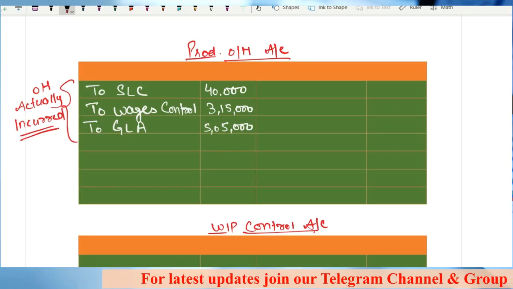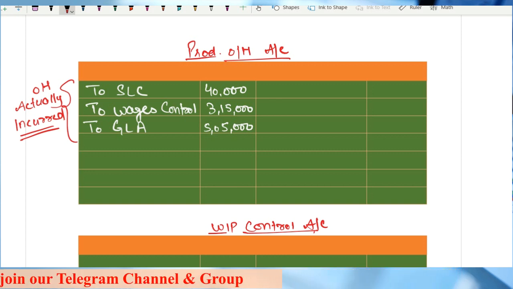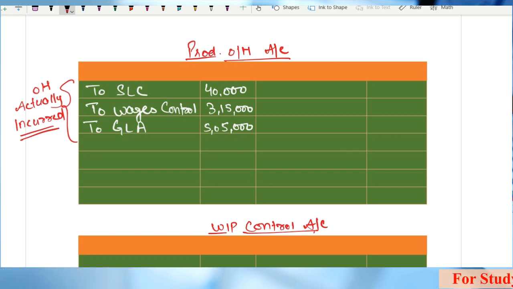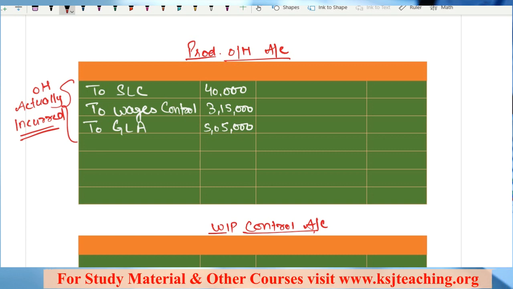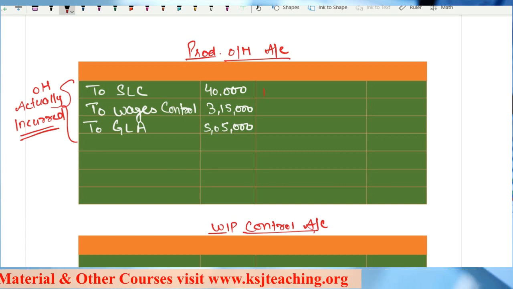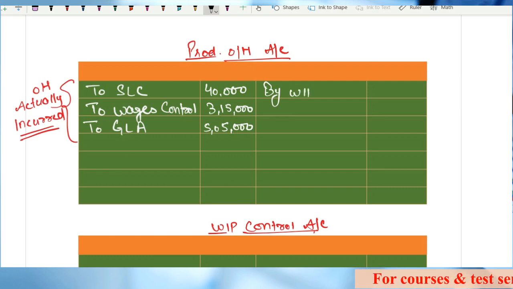That is WIP account debit to production overheads control account. You should keep your notebooks, or you should keep your handbooks with you. What is the entry for absorption of production overheads? That is WIP ledger control account debit to production overhead. So I can write it here as, by WIP, 8,80,000.